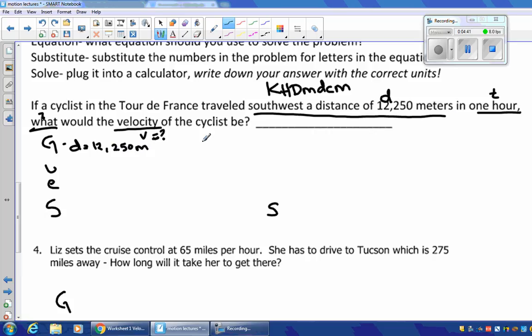What else were we given? We were given 1 hour, so time is 1 hour. And what was our unknown? What is the velocity? So velocity equals question mark.